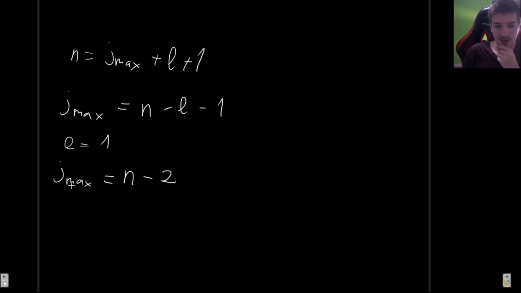So J max has to be at least 0, right? Because it has to have at least the first term of the series. The series begins at J equals 0. So if L is equal to 1, then n is going to have to be 2. And if L would have been 0, then n would have been 1.